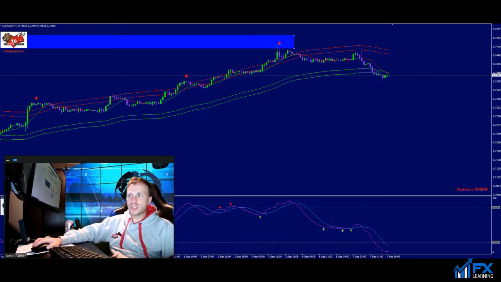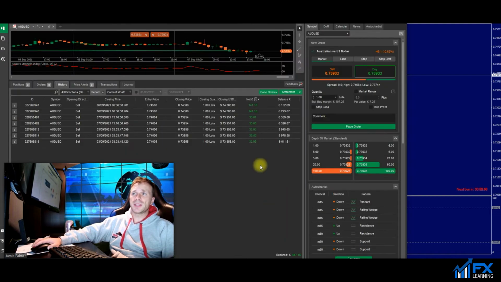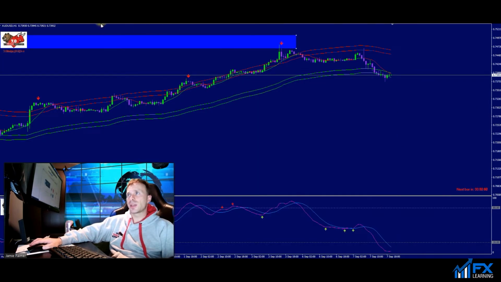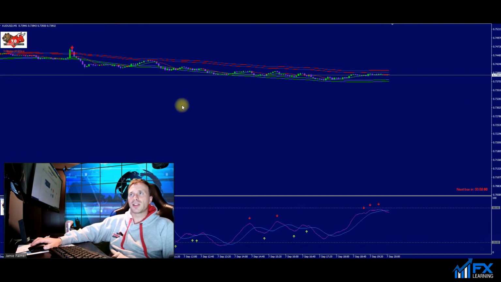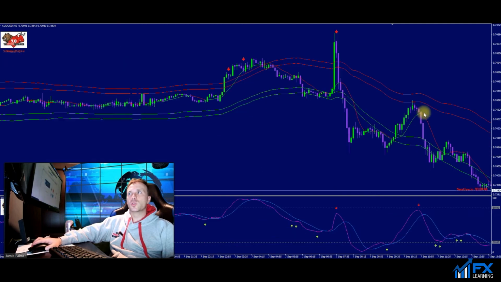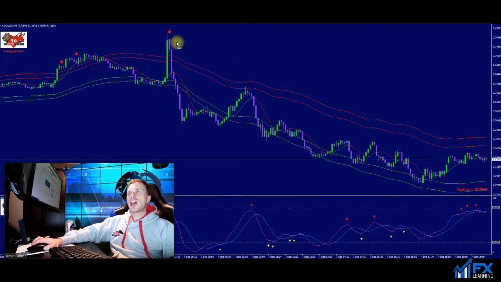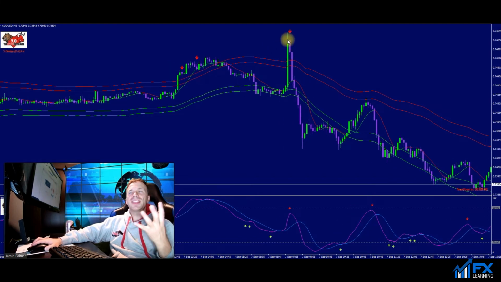Now, all I've been doing since I took this trade is just taking sells. I've just been selling Aussie US dollar, and I've been selling it off the 5-minute time frame. If we go over to the 5-minute time frame, you can see these beautiful sells here, all with the trend like this. And I want to explain to you why these trades are so high probability of winning.